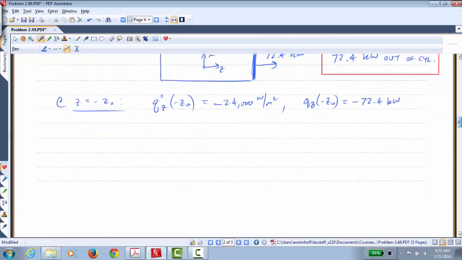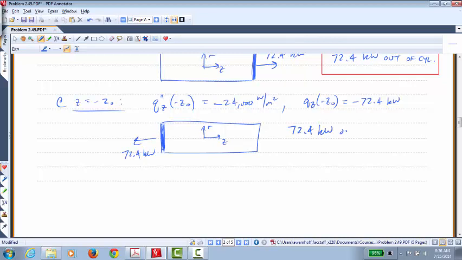So if we look at that now, we're looking at this edge right here. And since the Q sub Z is now negative, it's going in the negative Z direction. But you notice that because it's going in the negative direction here, it's still going out of the cylinder. So we can say that the heat is 72.4 kilowatts out of the cylinder. So in both the positive Z0 and negative Z0 ends, you're getting a heat flux out of the cylinder.